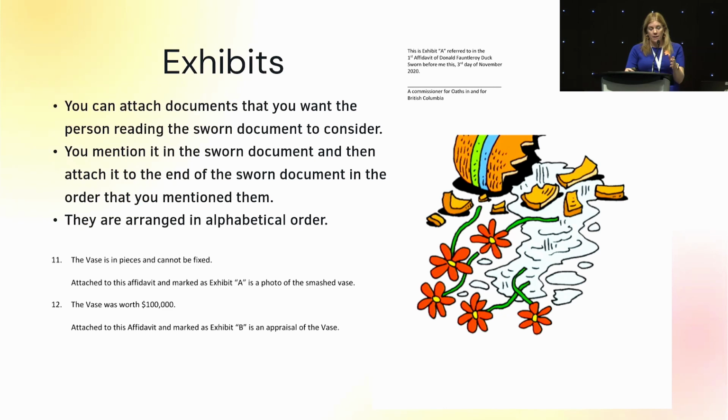You're going to say, attached hereto as exhibit A is a true copy of a picture of the broken vase. And you can see that in the examples that I put there. You can see it up there under 11, and that's just to allow the person to flip to the back, right? And see what that exhibit is without creating a big long document that can be confusing. You need to mention it in the sworn document, as I said, and then attach it to the end of the sworn document in alphabetical order.